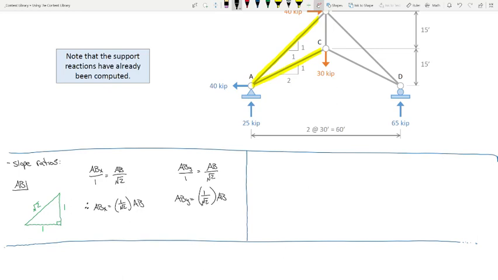Let's look at member AC. So member AC, we have member AC, and that is a 1-to-2 slope ratio. So what's my hypotenuse?